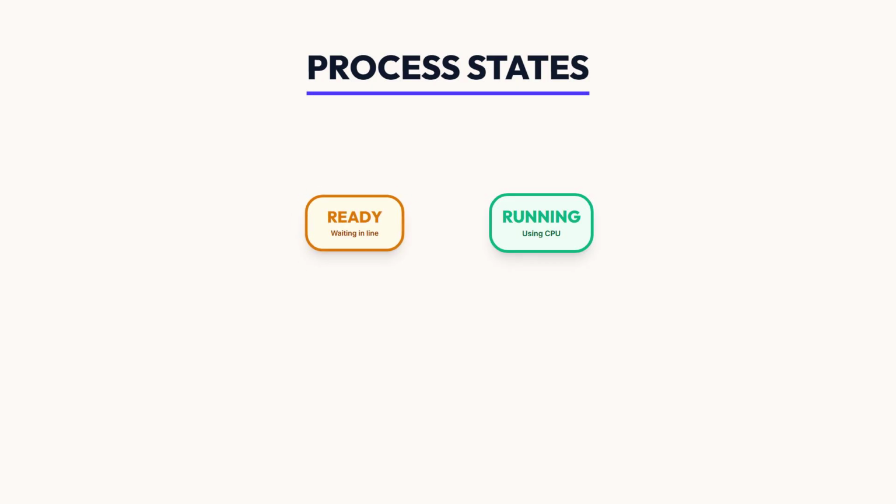Now, once a process is created, it doesn't always stay in the same state. A process can be in different states at different times. There are three main states you should understand. First is the running state. This means the process is currently using the CPU. Second is the ready state. This means the process is ready to run, but it is waiting for its turn. And third is the blocked state.